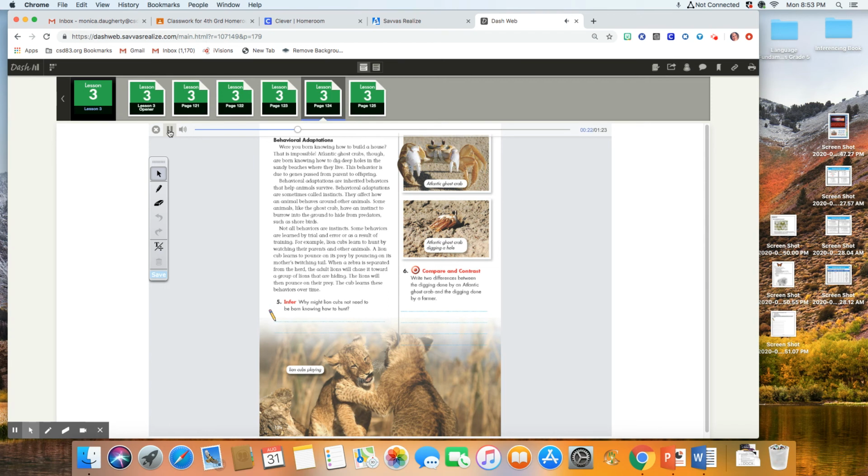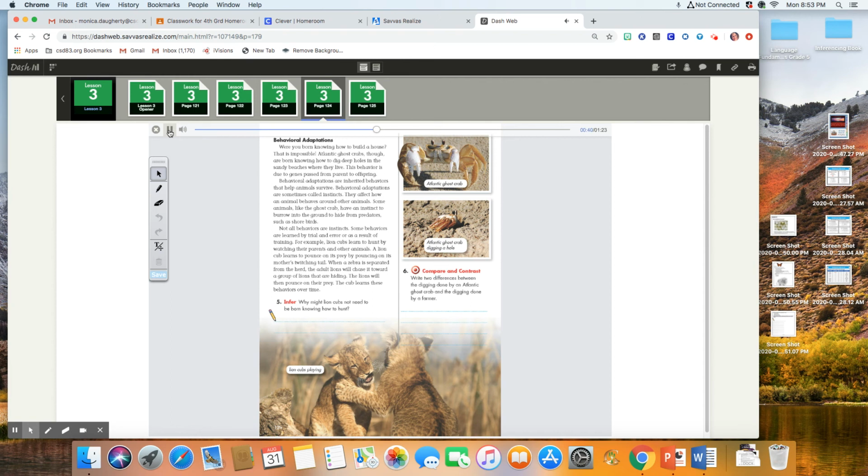They affect how an animal behaves around other animals. Some animals, like the ghost crab, have an instinct to burrow into the ground to hide from predators, such as shorebirds. Not all behaviors are instincts. Some behaviors are learned by trial and error, or as a result of training.